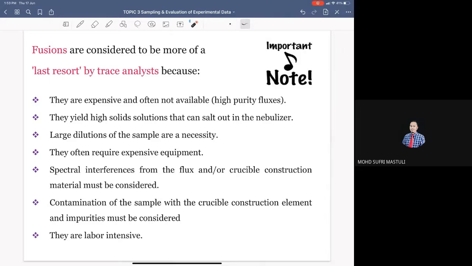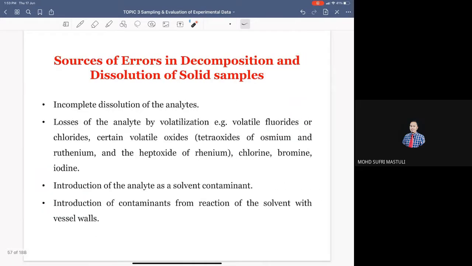The contamination of the sample with the crucible construction elements and impurities should be taken care of, and this fusion technique is labor intensive. So some errors can be found during the decomposition of solid samples into solution.